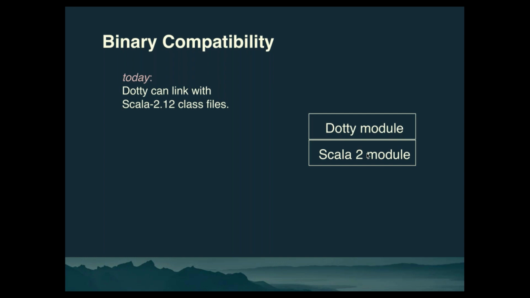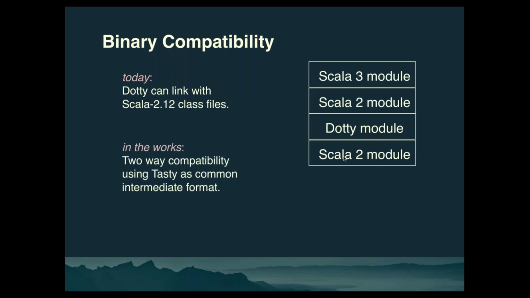That means we can already have Dotty modules that sit on top of Scala 2 modules, and we can freely mix these artifacts. In the future, we want to make that work both ways, so that Scala 2.14, the next Scala 2 version, should also be able to interoperate with Scala 3 modules. So we can have stacks with a mixture of Scala 2 and Scala 3 modules, and that will mean you can migrate components at their own natural pace, and you never have to make sure that all your system components are in sync. That's the big promise in there.